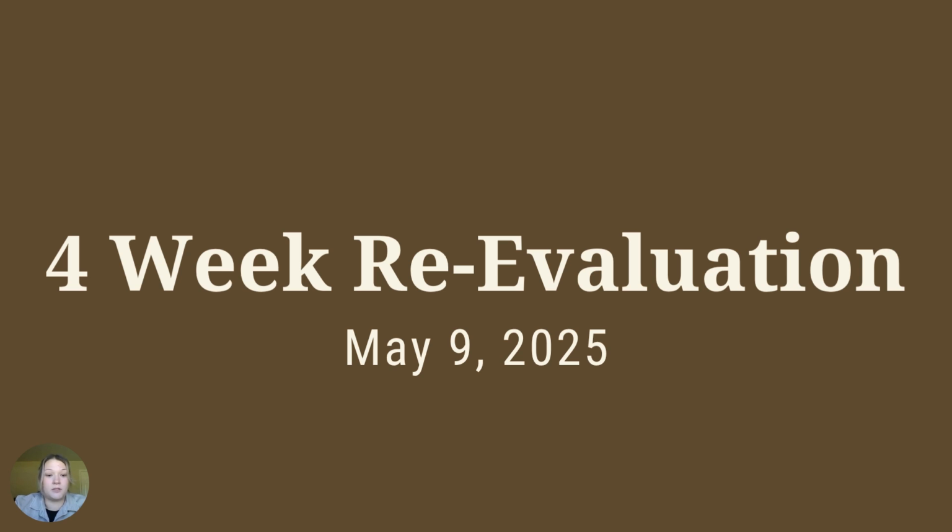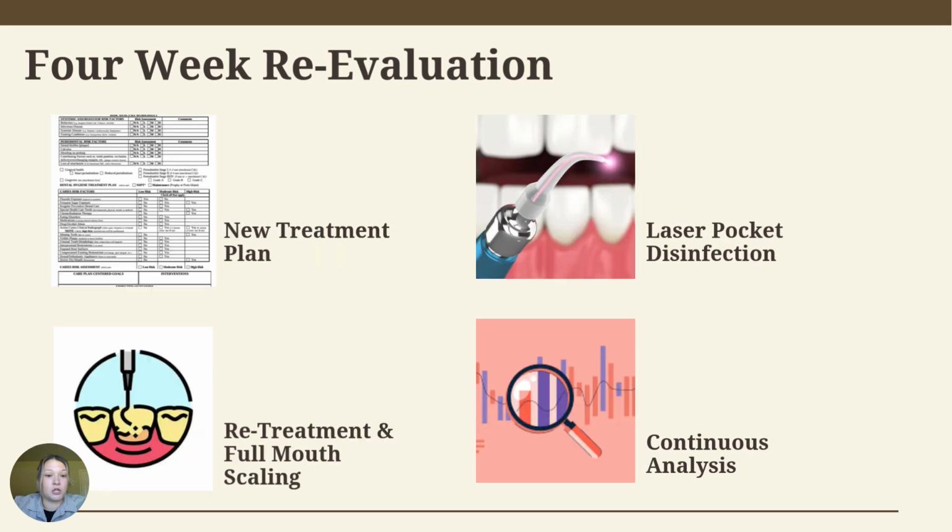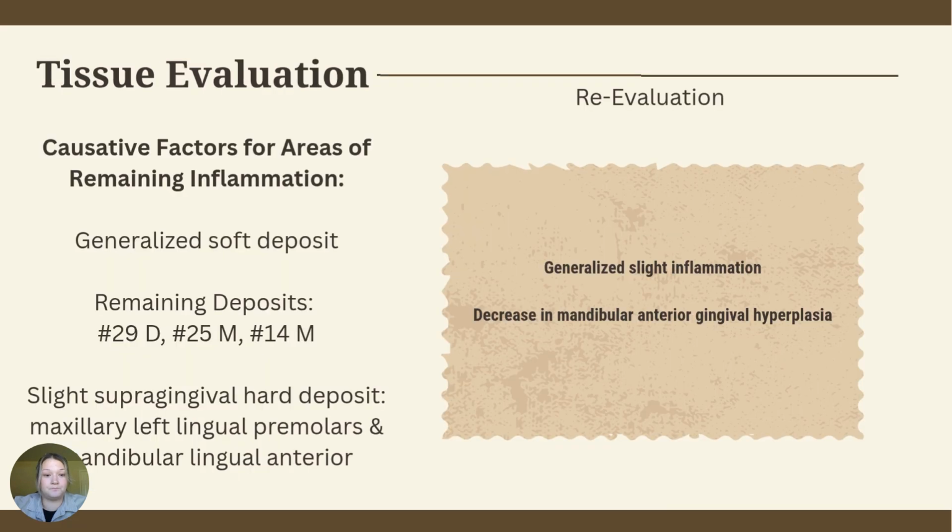And he came back for his 4-week reevaluation on May 9th. At the 4-week reevaluation, we do a tissue evaluation with an oral hygiene assessment. We do a microscope assessment, periodontal charting, a new treatment plan, laser pocket disinfection, and then we do retreatment and full mouth scaling. And throughout this entire process, we're doing some continuous analysis.